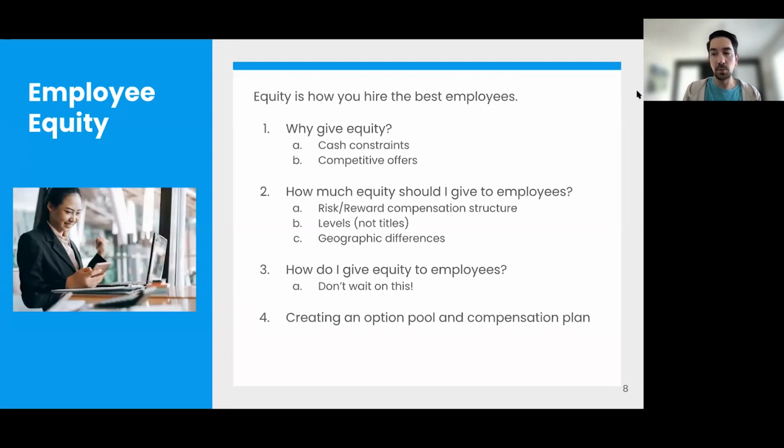Another thing as well is giving that equity to employees. You want to make sure you do it as soon as possible once they join, for a lot of the reasons we've discussed before with taxes, but also you just don't want to wait. It's just bad practice. If this is something that's part of their compensation and you wait to grant them the equity, that brings into question how you're managing the business overall. So you want to do it the right way. We already talked about the option pool and compensation plan, so I'll go on from there.